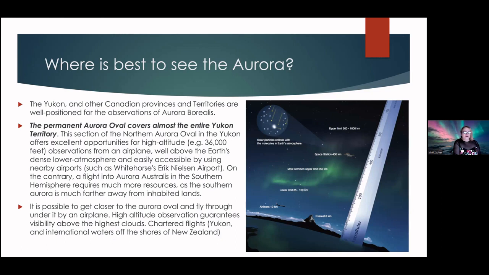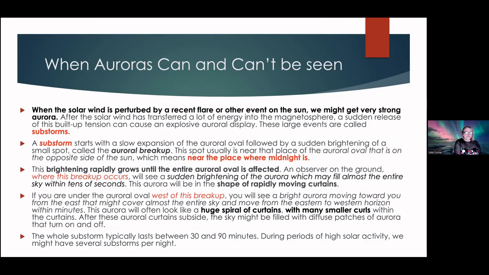So the permanent aurora oval covers almost the entire Yukon, and I recommend going a little bit more northern than Whitehorse, especially Tombstone National Park, Dawson City, those areas, Inuvik, that's also already Northwest Territories. Those are amazing places to watch auroras. And I wrote this down because it is really difficult to remember word for word, and you might be able to also make a note or take a picture of it yourself so that you can remember.